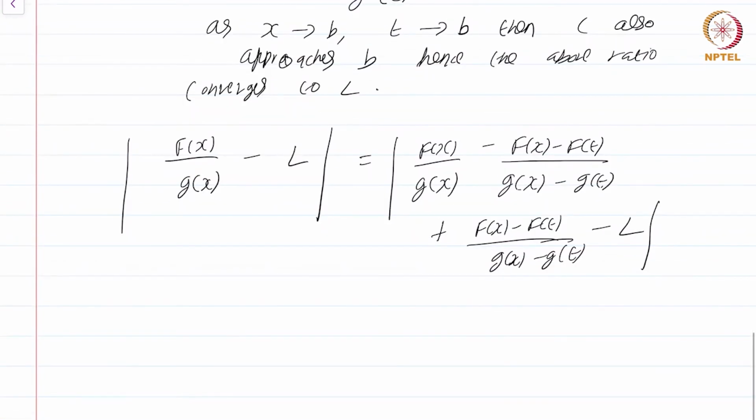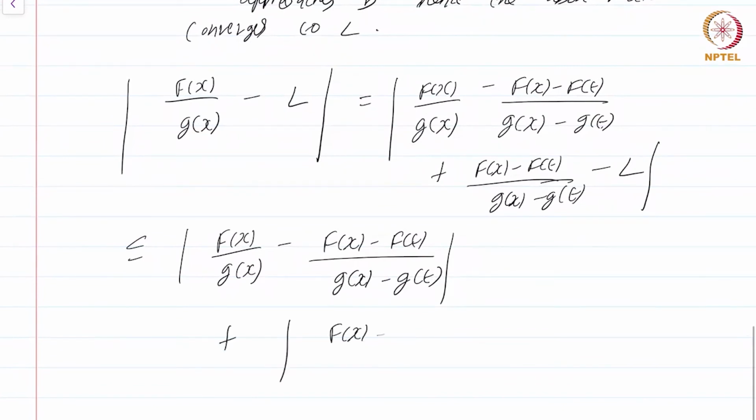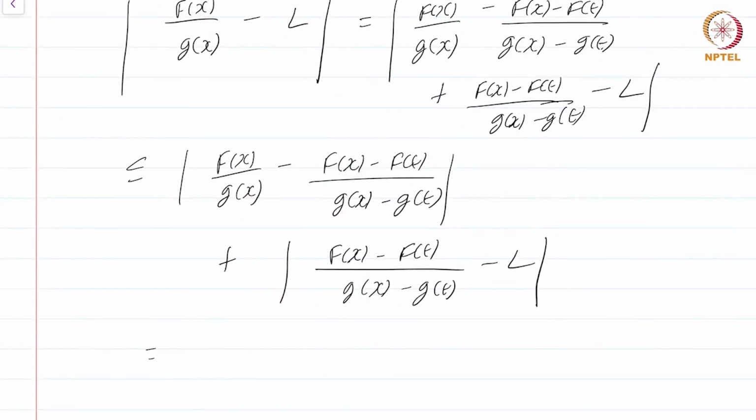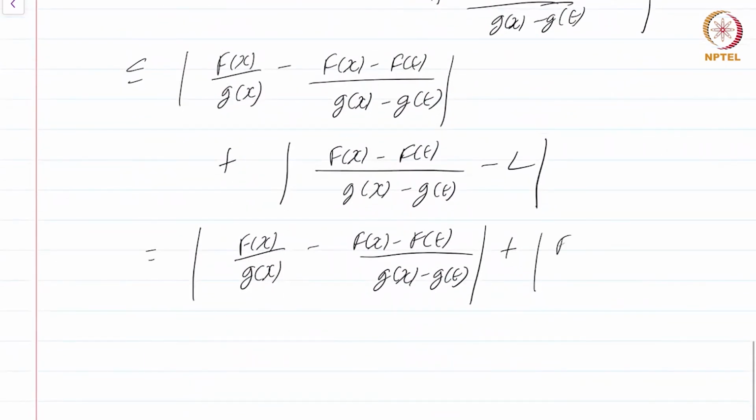Now, by the triangle inequality, of course, we get the absolute value of f(x)/g(x) minus (f(x) minus f(t))/(g(x) minus g(t)), plus the absolute value of (f(x) minus f(t))/(g(x) minus g(t)) minus L. And again, this is equal to the absolute value of f(x)/g(x) minus (f(x) minus f(t))/(g(x) minus g(t)), plus the absolute value of f'(c)/g'(c) minus L, where c lies between x and t.